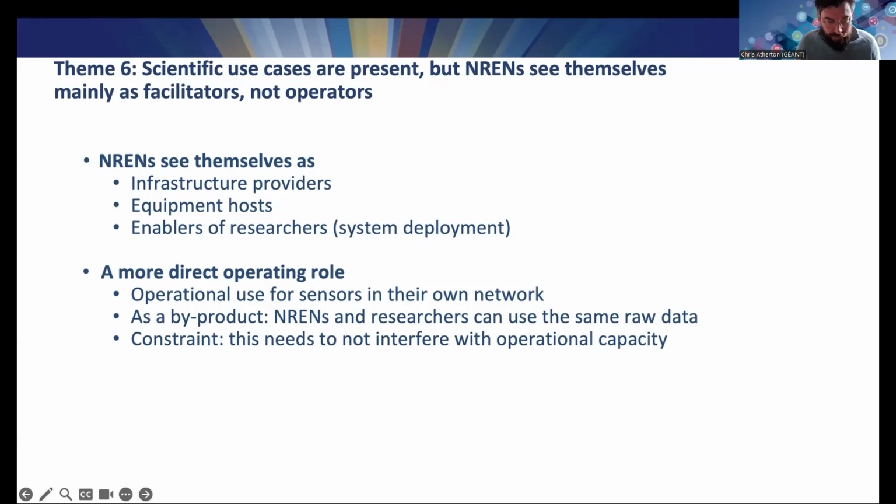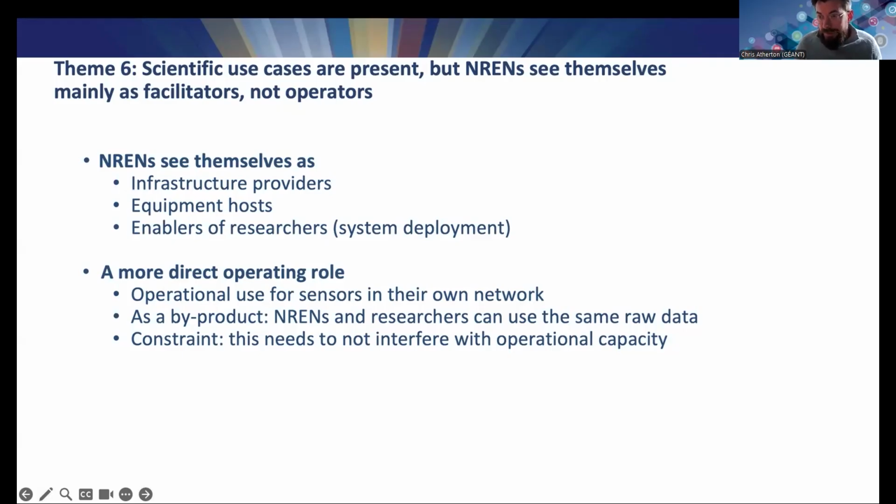When we looked at how this could relate to NRENs specifically, they saw it more for the operational use of sensors on the network. Like I said before, it's the same raw data that could be used by both the NRENs and the research groups, but this is more of an opportunity to use this kind of sensing data, if deployed as a byproduct, to support and facilitate research groups and to support operational use of fibre sensing on their own networks.